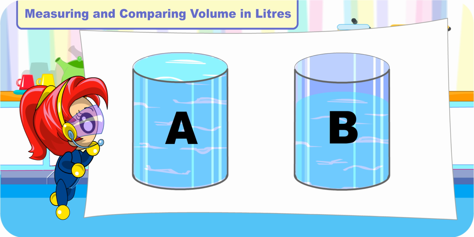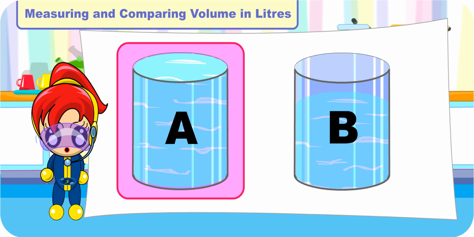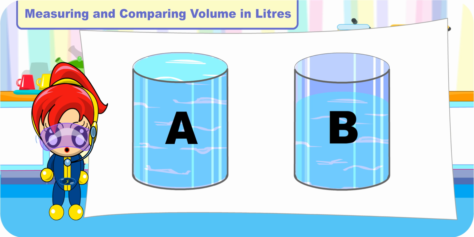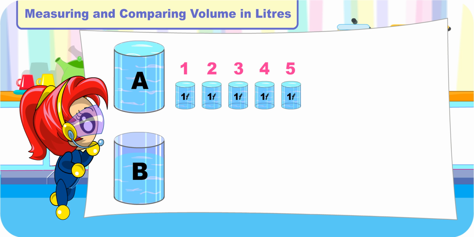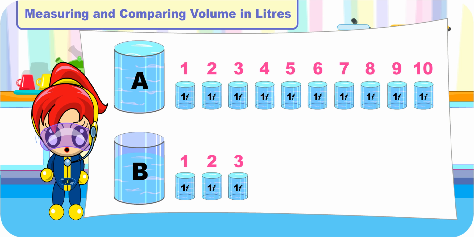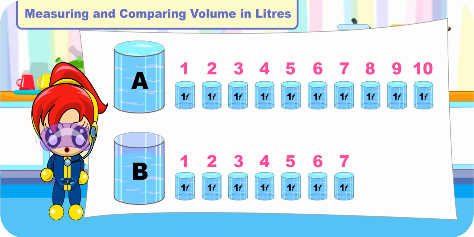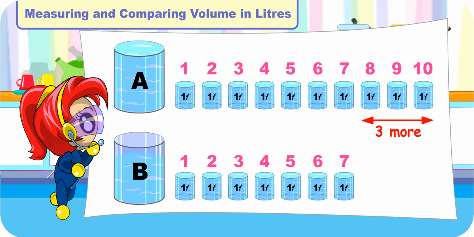Take a look at these two containers. They contain different volumes of water. Which has more water? Container A. How much more water is there in container A than container B? I can't tell by looking at it. I will need to measure the amount of water in both containers. Container A has 10 liters of water, while container B has 7 liters of water. 10 liters minus 7 liters equals 3 liters. Container A has 3 more liters of water than container B. Very good, Turbo Girl.